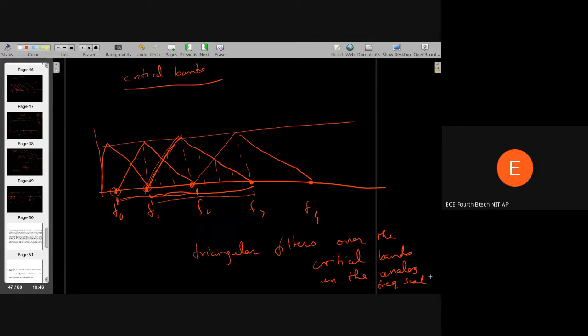Now, once we do that, there is a process. There is no time today, but we'll discuss it next class. There is a simple process through which we'll get the MFCCs, or Mel frequency cepstral coefficients. We'll discuss that next class.